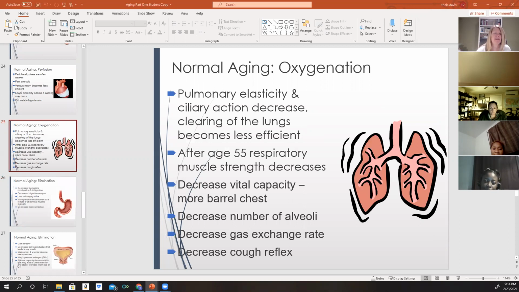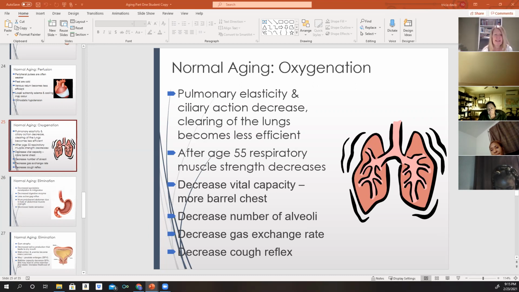So what's going to happen inside with our oxygenation? Our pulmonary elasticity and ciliary action are going to decrease. So if our ciliary action decreases, we are not going to be able to filter and clear our lungs of all the stuff that gets in there. That whole process becomes less efficient because now we lose that elasticity. Things aren't moving like they should be. After age 55, respiratory muscle strength decreases. So if you don't have that muscle strength to take those deep breaths, you're not going to get in the air that you should.